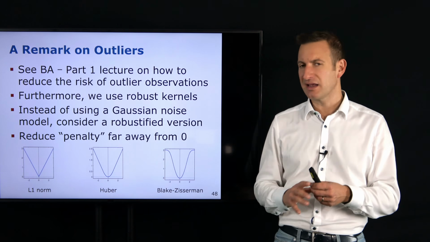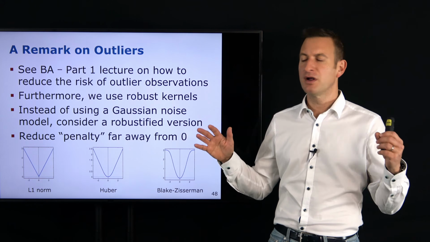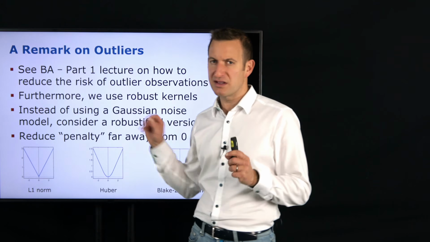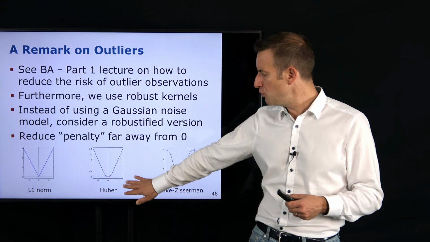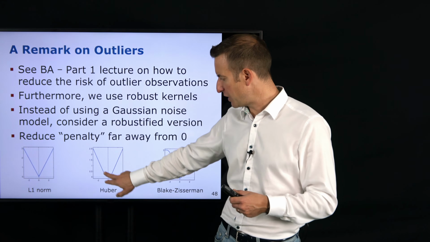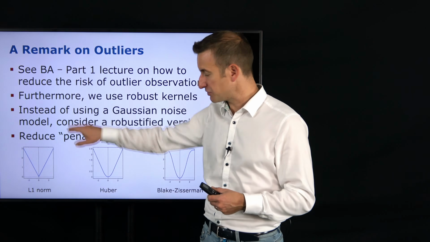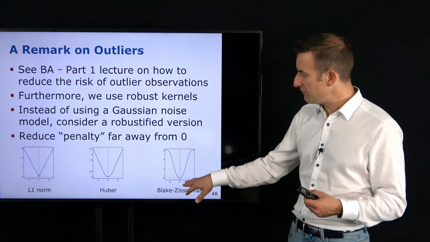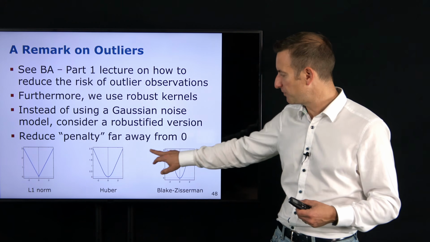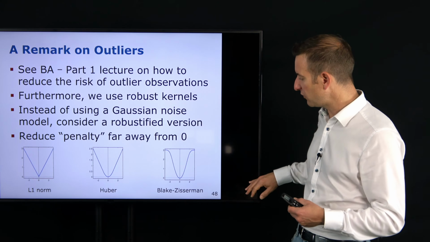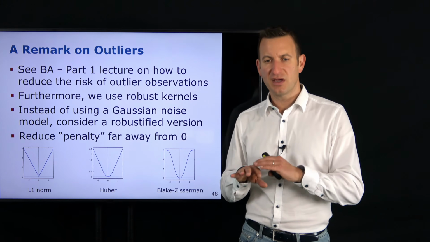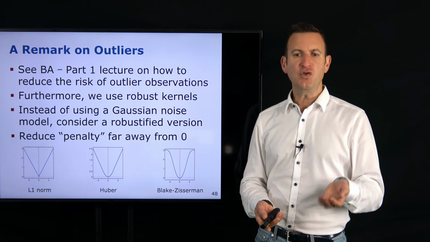There are different ways in which we can reduce this penalty for terms with larger errors far away from 0. The L1 norm is one example, where everything turns into a linear function. Huber is a very popular choice, which has a parabola close to the zero error configuration and then turns into a linear function afterwards. Or there is an even more extreme kernel which maintains a parabola in the middle and then goes to constant values, so that if you have outlier points which are further away than a few sigma, you actually reduce the impact of these to 0.